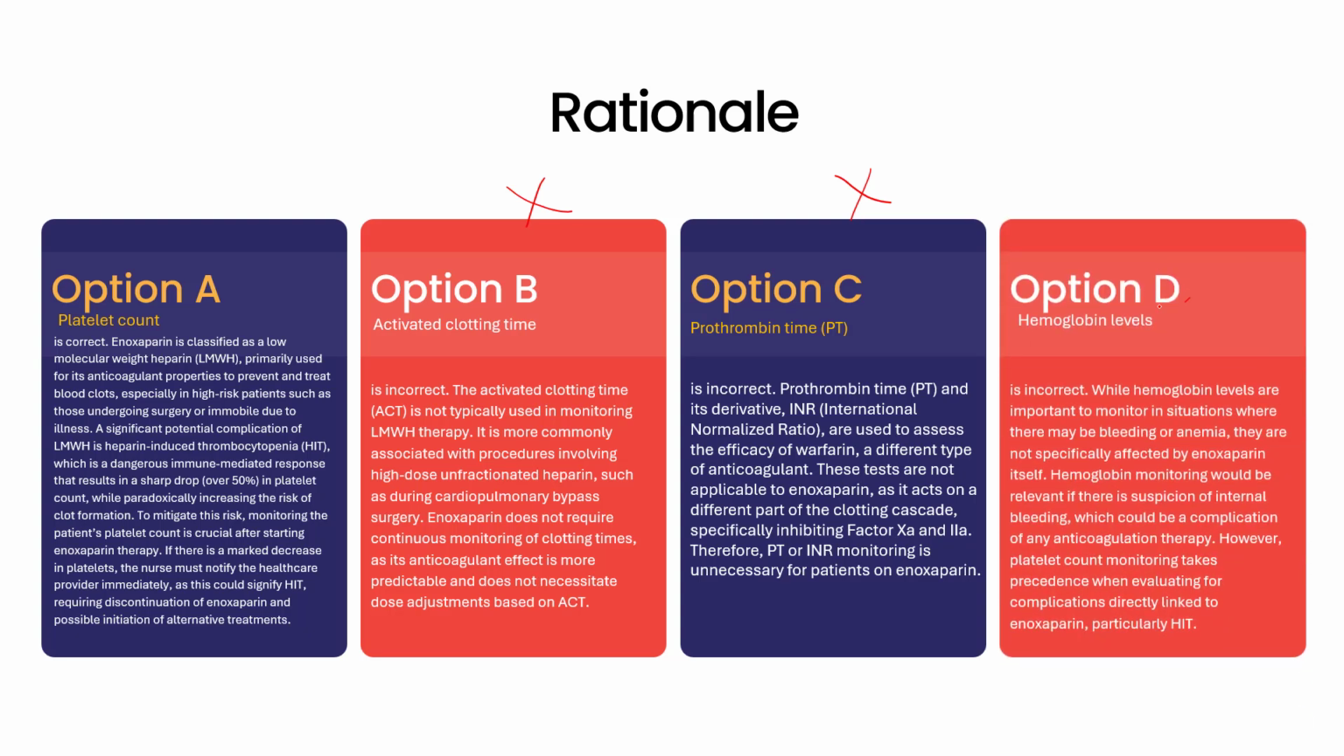D is incorrect. While hemoglobin levels are important to monitor in situations where there may be bleeding or anemia, they are not specifically affected by Enoxaparin itself. Hemoglobin monitoring would be relevant if there is suspicion of internal bleeding, which could be a complication of any anticoagulation therapy. However, platelet count monitoring takes precedence when evaluating for complications directly linked to Enoxaparin, particularly heparin-induced thrombocytopenia.